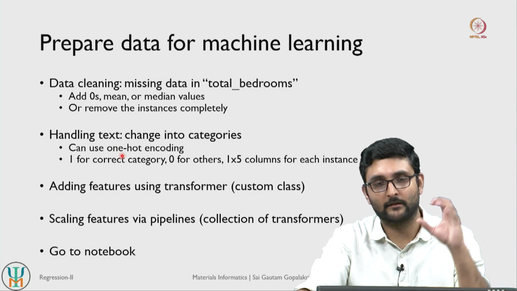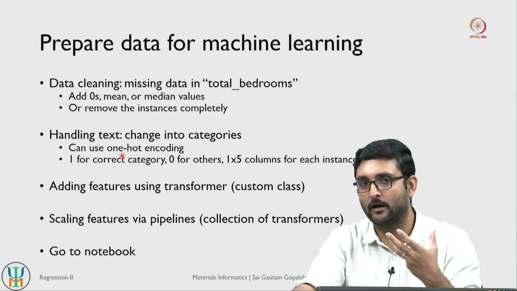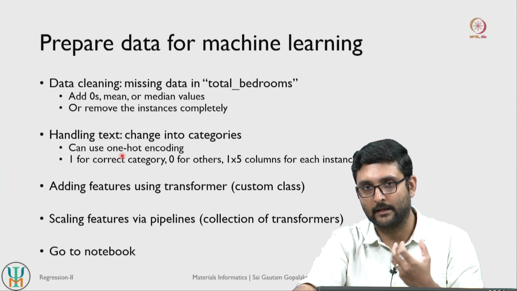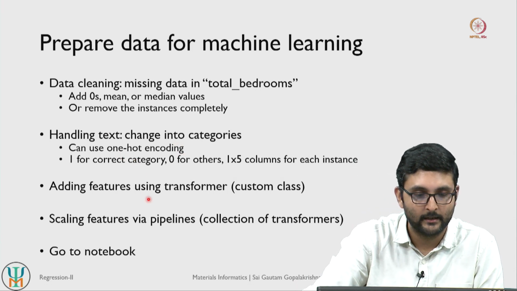So this whole process of converting text into binary columnar values is referred to as one-hot encoding, and this can be done in a straightforward fashion using scikit-learn libraries, right. So this is what we will be doing in our exercise as well.